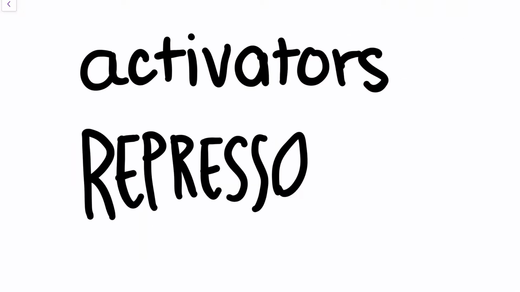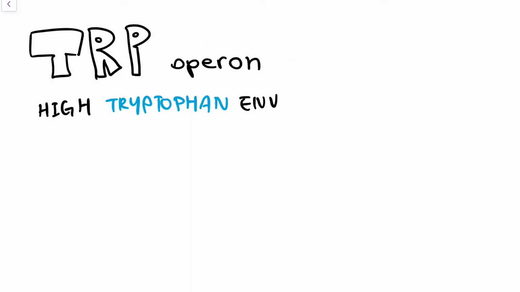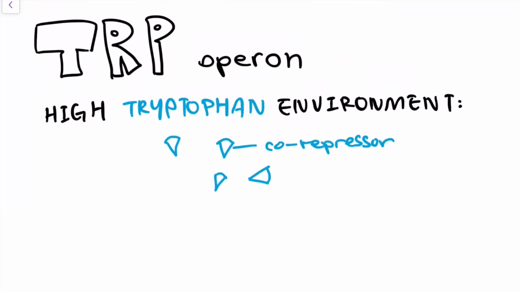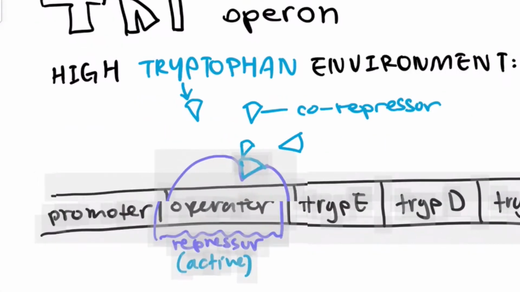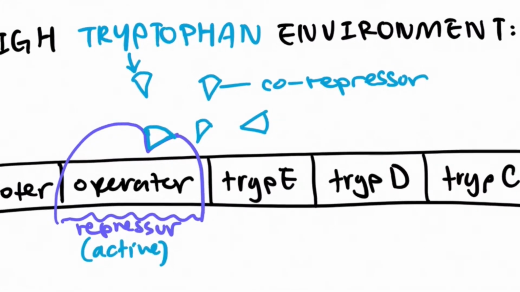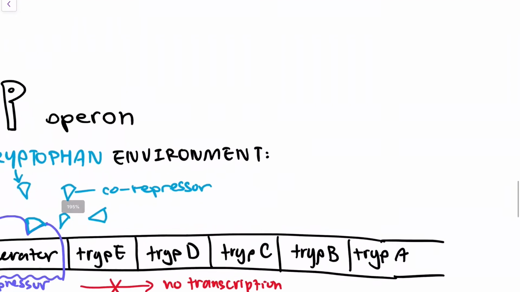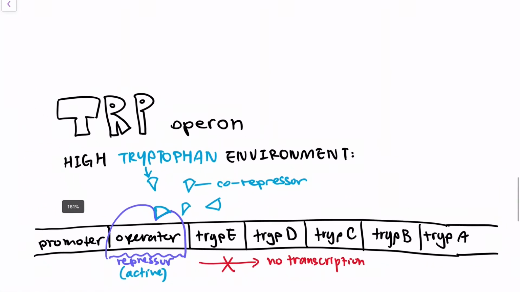Transcription is also regulated by activators and repressors. For instance, in a high tryptophan environment, tryptophan acts as a co-repressor to activate the TRP repressor. The active repressor binds to the operator on the TRP operon and prevents the transcription of enzymes needed for tryptophan synthesis because there is already enough of them. We'll talk more about this while discussing coding sequences, but let's return to promoters.